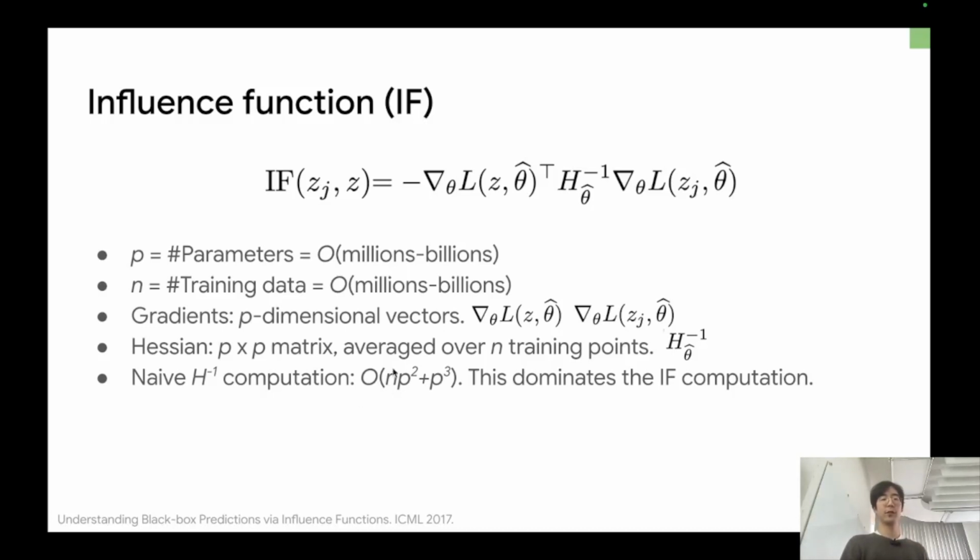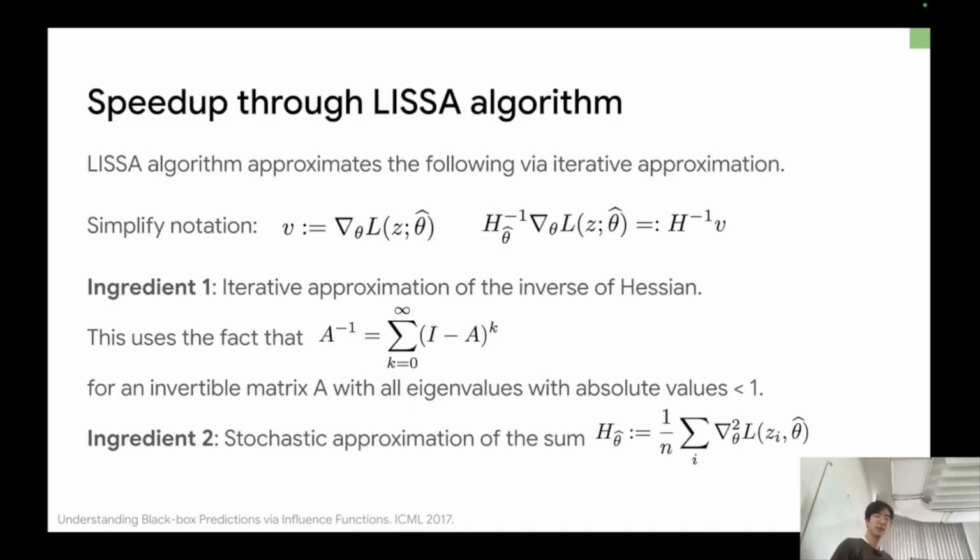So when you do a naive computation, it's going to be big O of np squared plus p cubed, with np squared for just computing the Hessian. So that's dominating the influence function computation. Something needs to be done. In practice, this is almost never computable. So we are introducing the LISSA algorithm to speed things up.